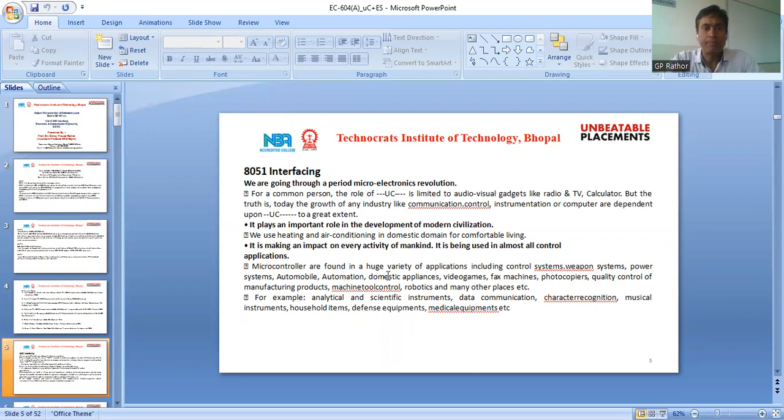Microcontrollers are found in a huge variety of applications, including control system, weapon system, power system, automobile, automation, domestic appliances, video games, fax machines, photocopiers, quality control of manufacturing products, machine tool control, robotics, and many other places.